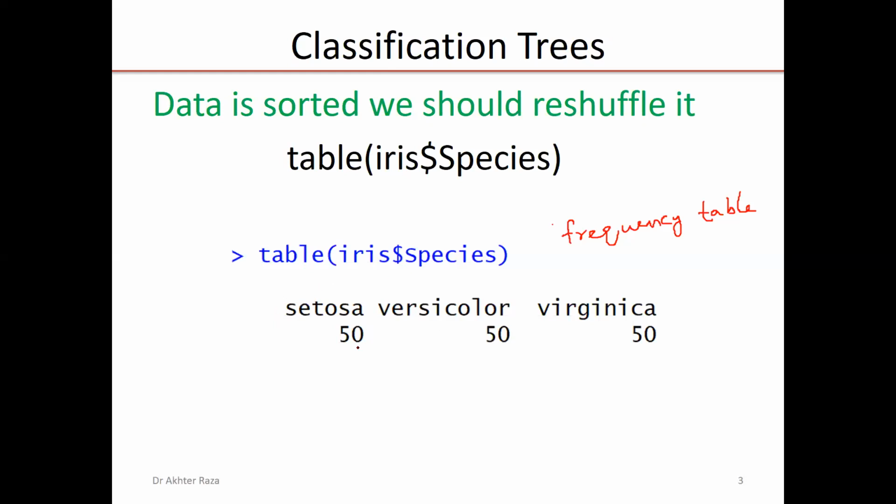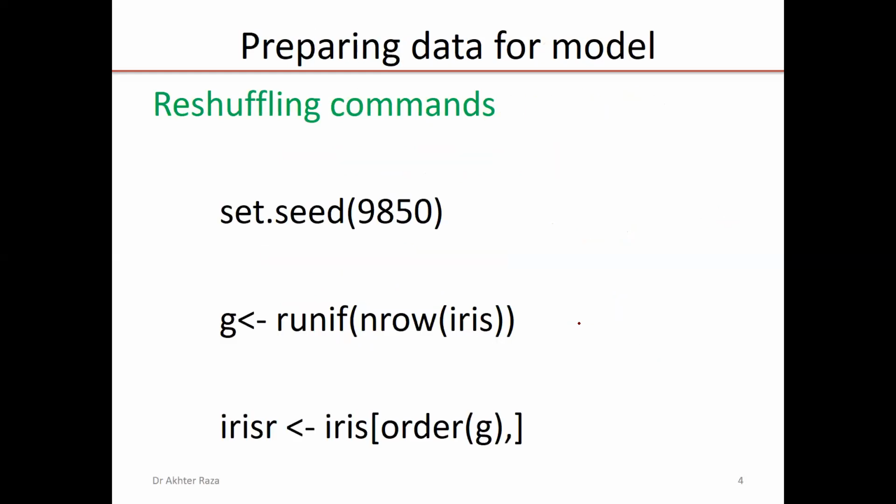First we have 50 cases of Setosa, then 50 cases of versicolor, and after that the third species. So the data is sorted by species. The first thing we have to do is randomly sort this data set, but the data set is not randomly ordered. We have to sort the data set on a random basis.